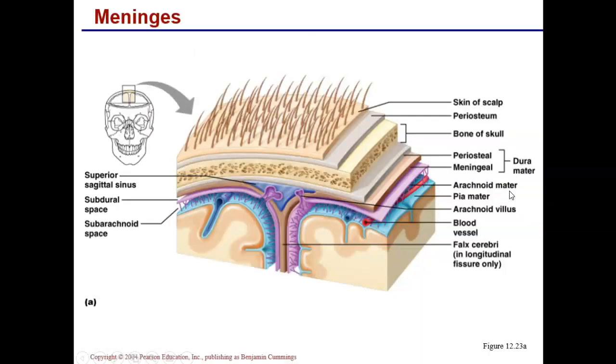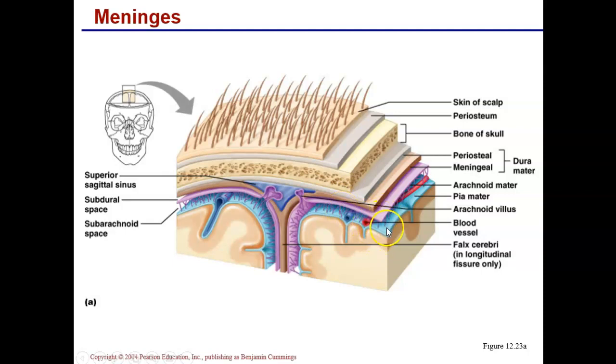Now, if you look right below the arachnoid matter, you'll notice there's some space right here. This is called the subarachnoid space. And the subarachnoid space is going to be filled with cerebrospinal fluid. So you find cerebrospinal fluid in the central nervous system, but also surrounding it. The cerebrospinal fluid comes from the blood.